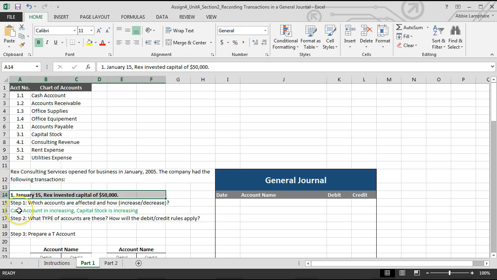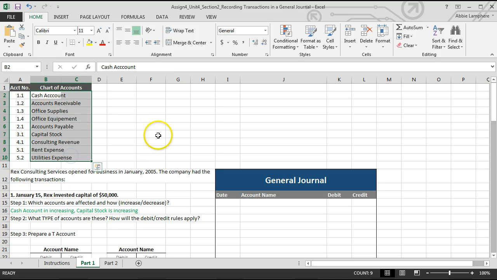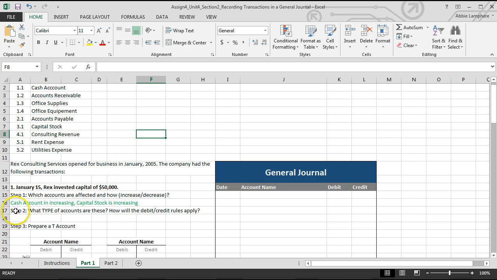So we determined that the cash account would be affected with this transaction, as well as the capital stock account. We have to base our account names off of the chart of accounts that is supplied for us. When we look here, our cash account is called cash account. Our capital account is called capital stock. So those are the account names we're going to be working with for this transaction. And we determined that they're both increasing.